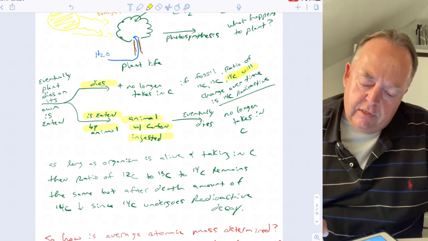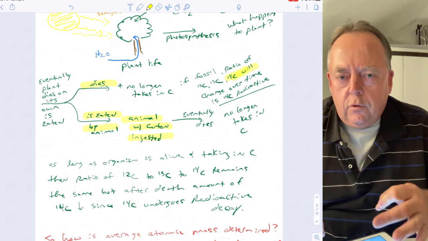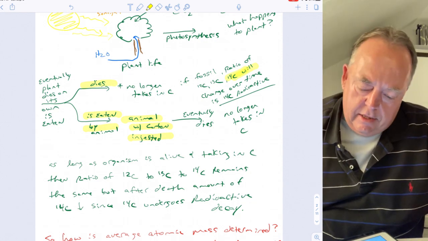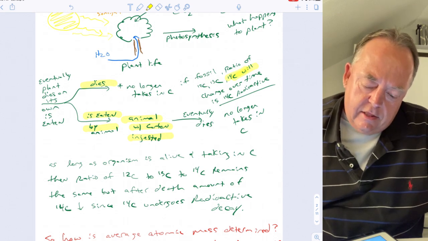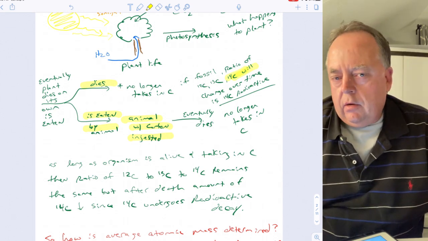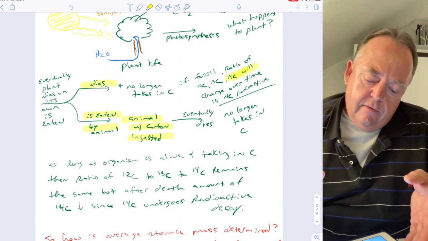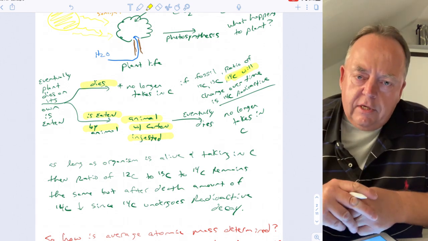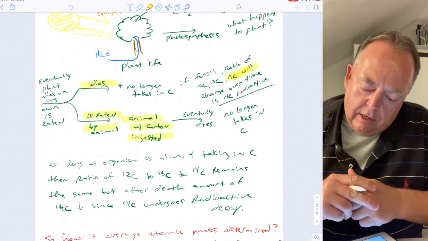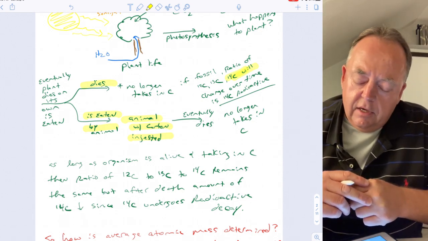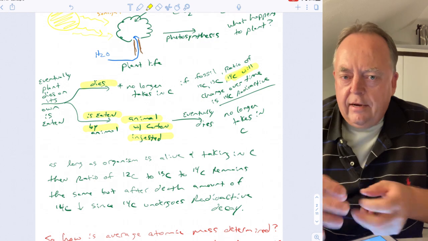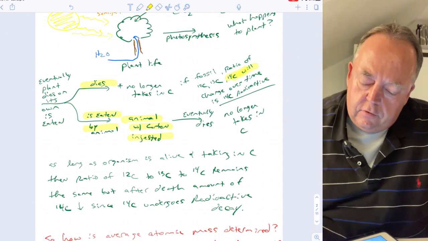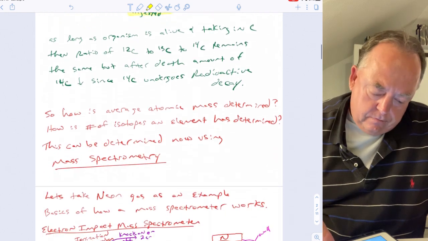And so if you know how long it takes carbon-14 to decompose, which is known, then you can simply compare the amount of carbon-12, carbon-13, and carbon-14 in nature versus, if this is a fossil, how much carbon-14 is left in that fossil. And if you know how long it takes carbon-14 to decompose, then you can figure out how old that organism is, how old that fossil is. So you can use that for dating of fossils.